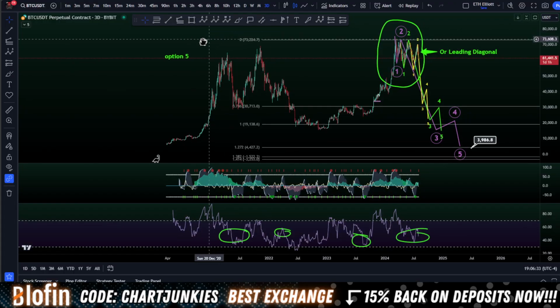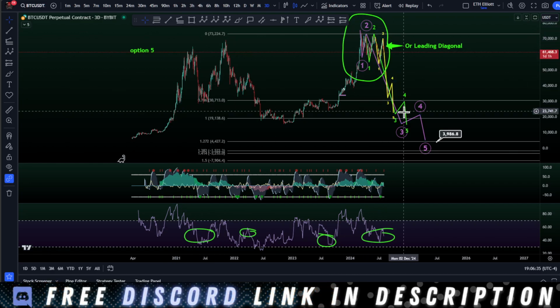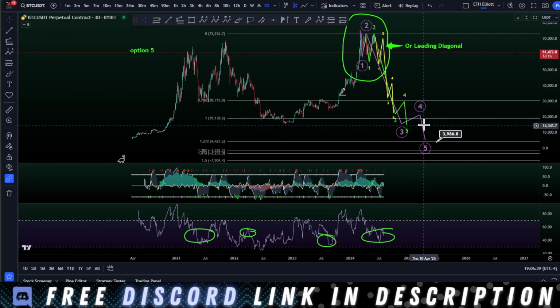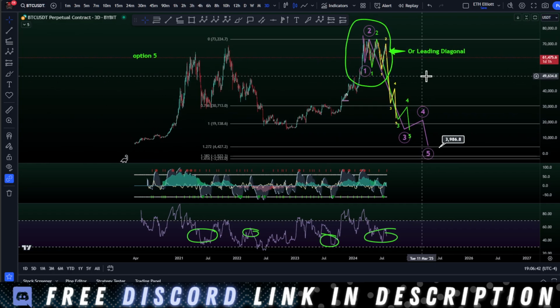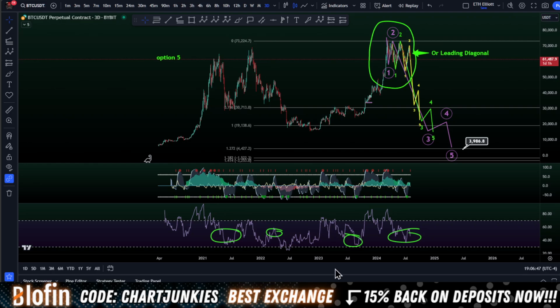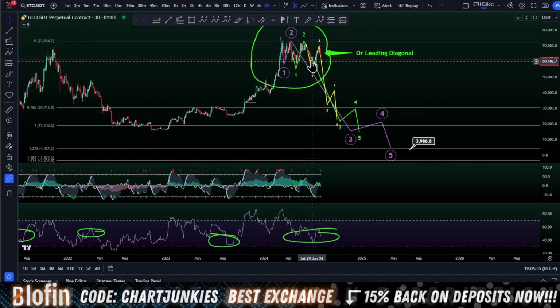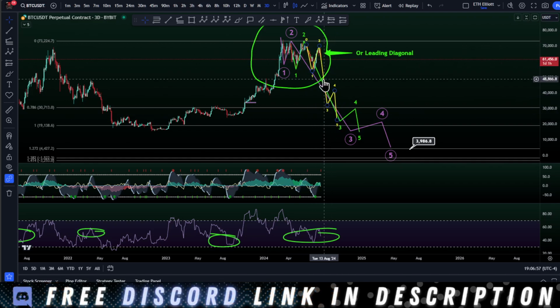Last option, option 5. As you can see, this is a scary count, but it's a very real count, guys. It's saying that the all-time high is in. We have just put in a nest of 1-2s of this big move down. This last 1-2, as you can see, 1, 2, 3, 4, 5. That's an impulse. Then we have 1, 2. The whole thing here is 3, 4, 5. And then we have 1, 2. The whole thing there is 3, 4, 5.